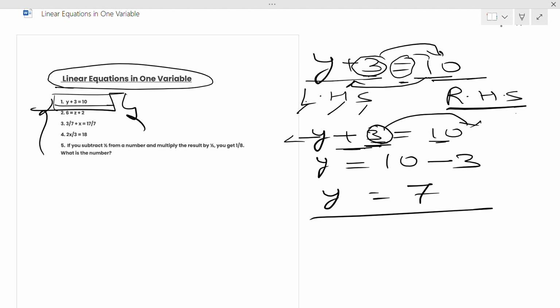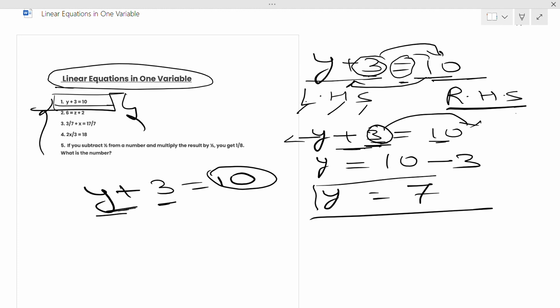Now here's the thing. Our equation was y plus 3 is equal to 10. It means if we add 3 to y, then we get 10. We already solved this equation and we got y is equal to 7, so the value of y is 7.